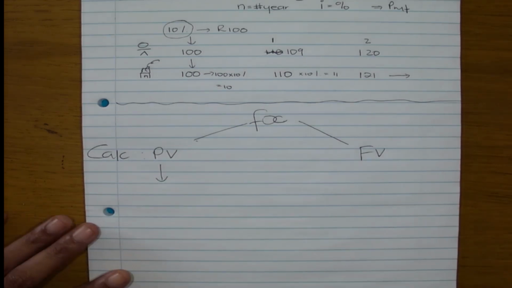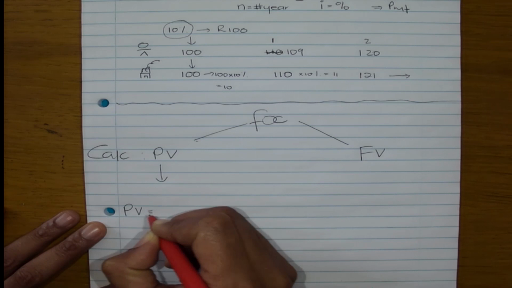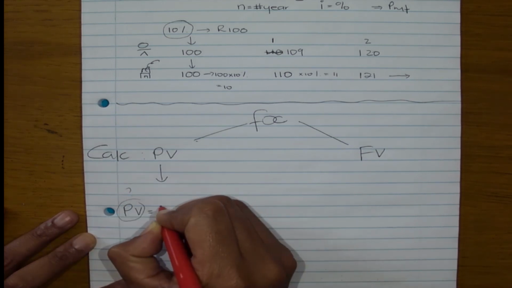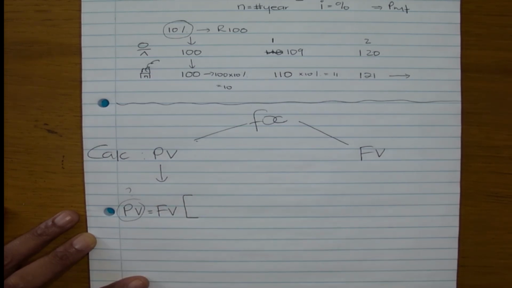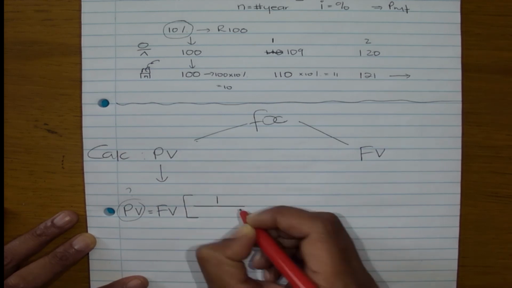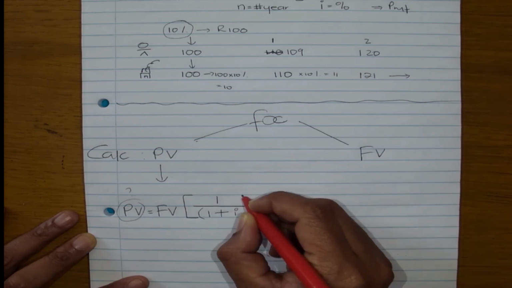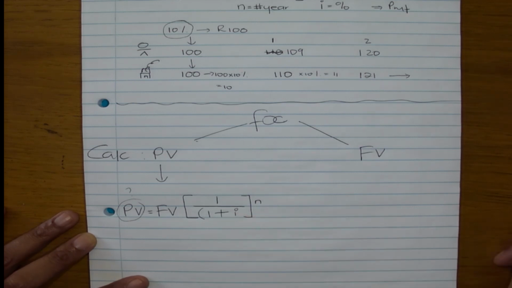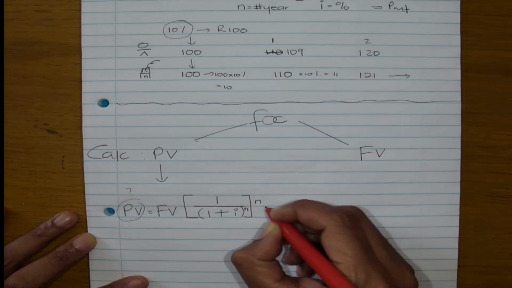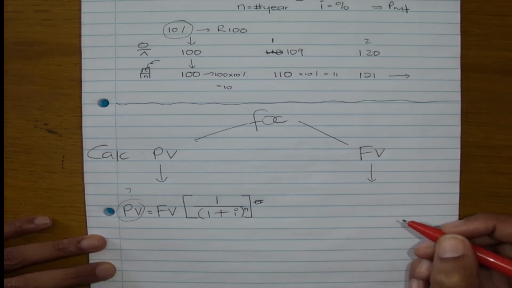So our present value formula, guys, and know this formula, is PV, which means present value, because this is what I want to calculate, is equal to future value. This is what we will give you. Open bracket, 1 divided by 1 plus I, which is your interest, close the bracket, N, which is your number of years. Or you can close this bracket, put the N there, and it will still work out. For future value, we will give you the present value.